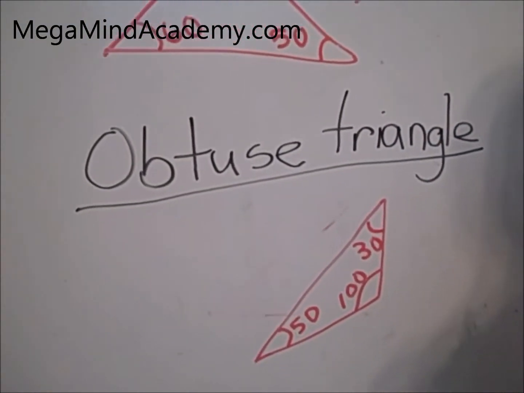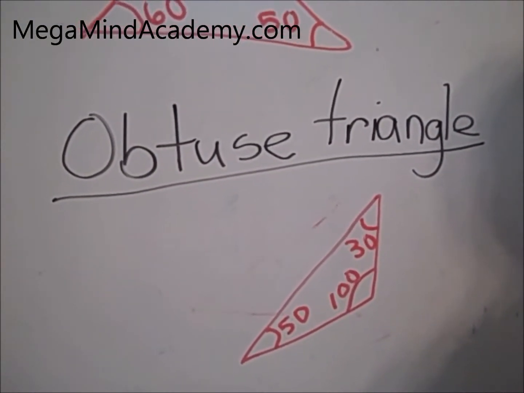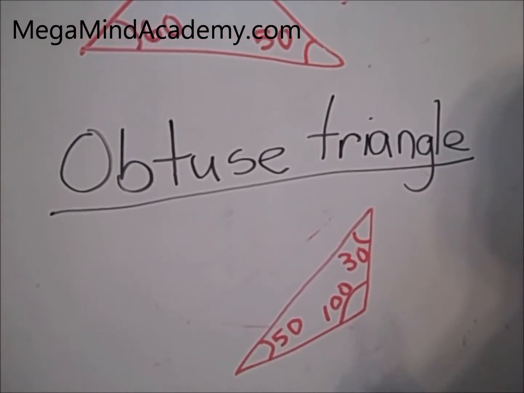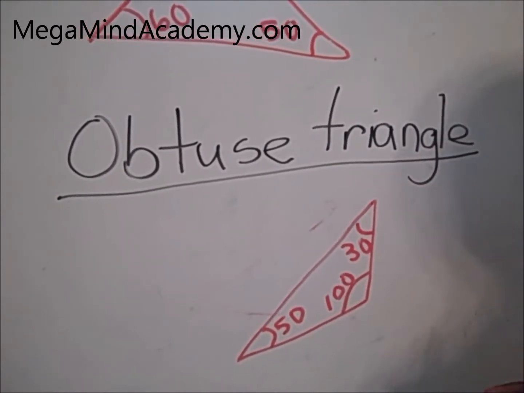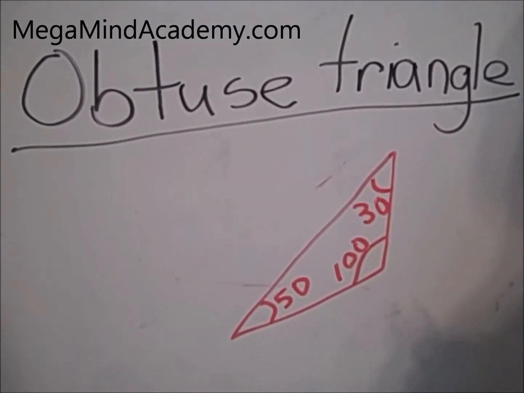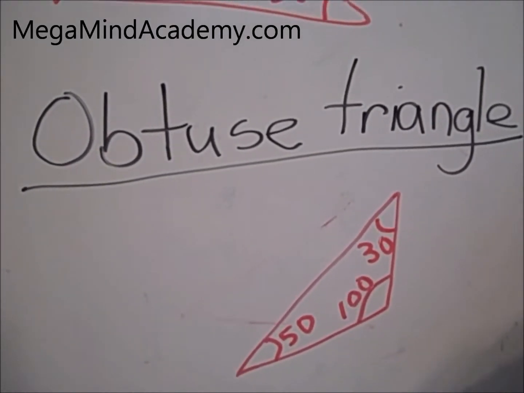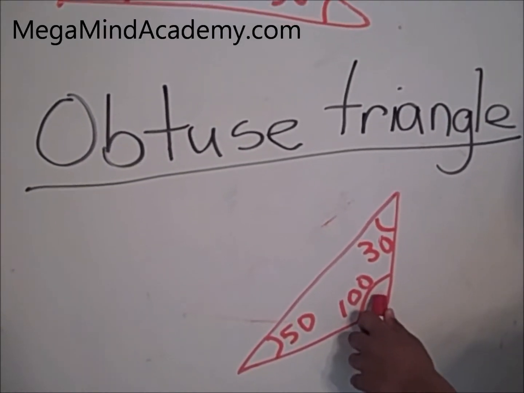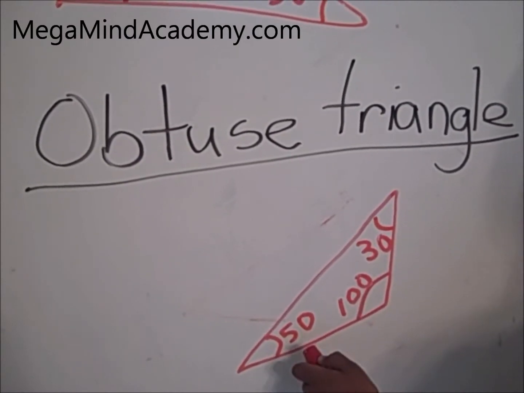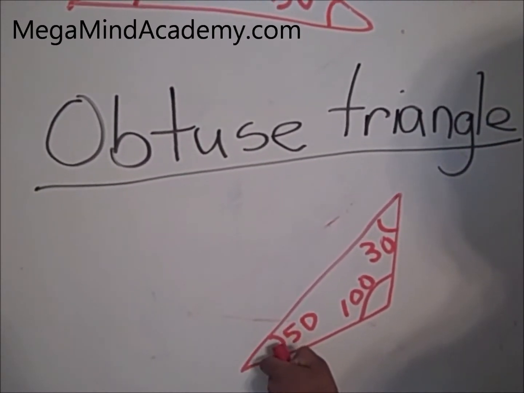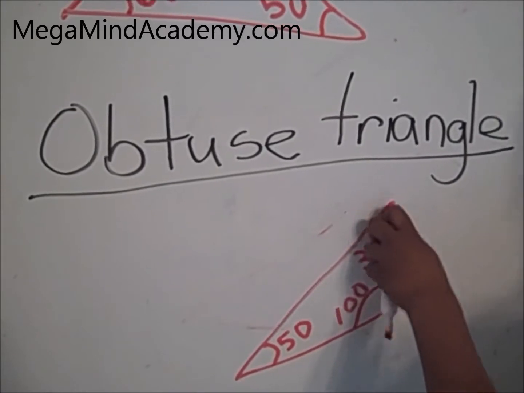An obtuse triangle has at least one angle that is more than 90 degrees. 100 is the one that is more than 90 degrees. The rest are lower than 90 degrees: 50 and 30.